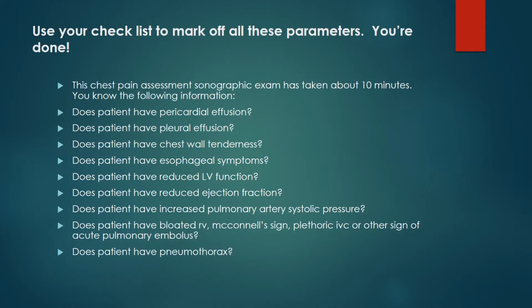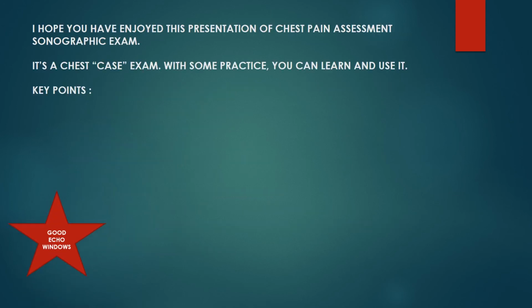Hopefully, if you've been methodical with this exam, you should now know if the patient has a pericardial effusion or pleural effusion, if he has chest wall tenderness, esophageal symptoms, reduced LV function, reduced ejection fraction, an aortic dissection flap in the ascending aorta or aortic arch, or if they have McConnell's sign, a dilated right ventricle, plethoric vena cava, or other sign of acute pulmonary embolus. You should also be able to determine if pneumothorax is present.